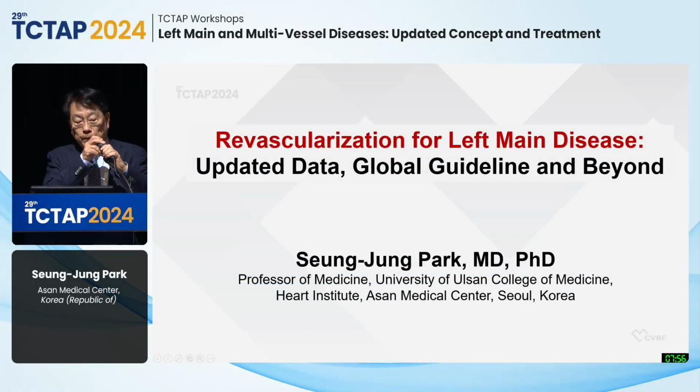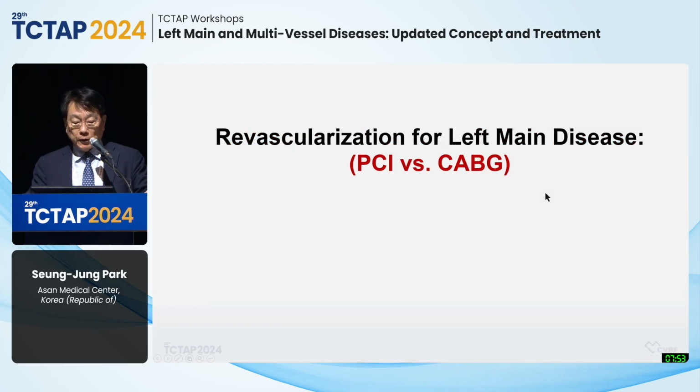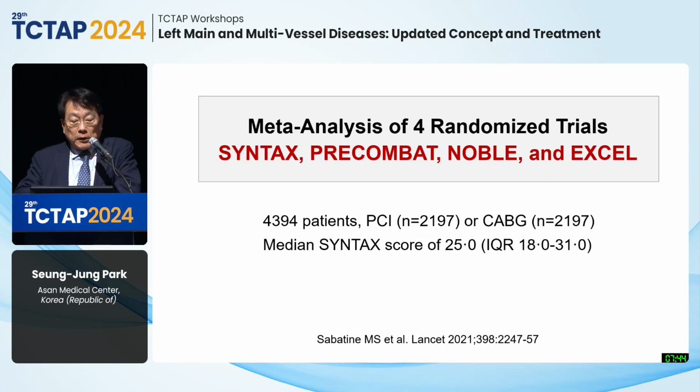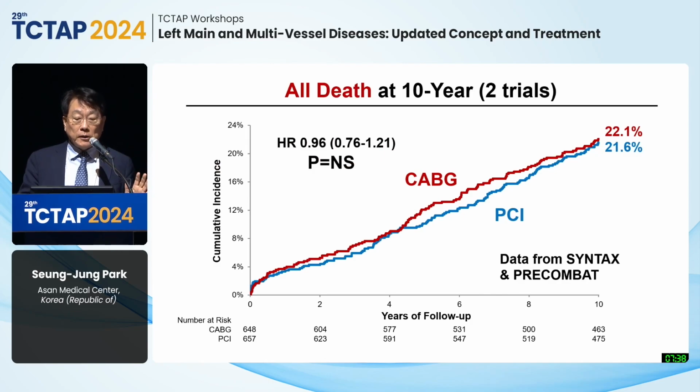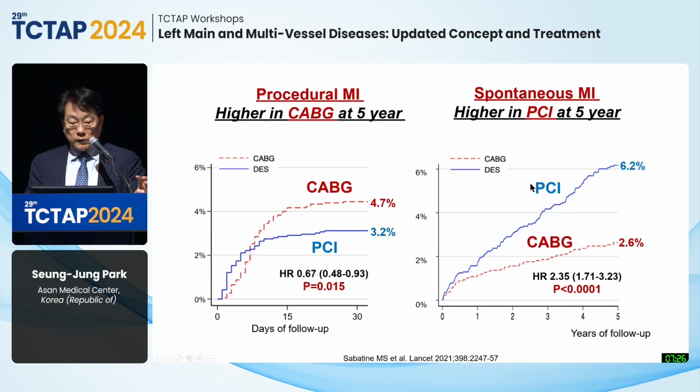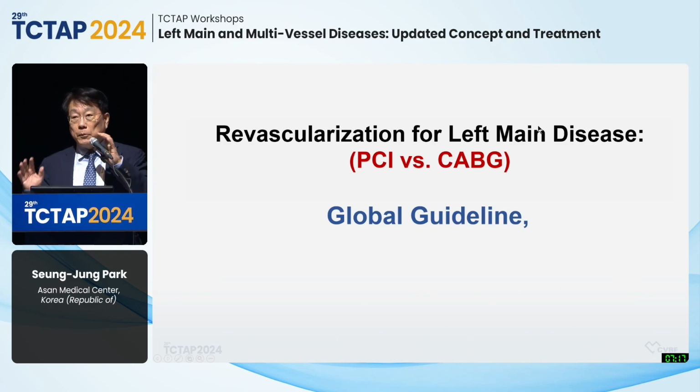Briefly review the concept, updated data, global guideline, and beyond. For revascularization for left main disease, the concern is PCI versus bypass surgery. A recent meta-analysis of four randomized studies, SYNTAX, PRECOMBAT, NOBLE, and EXCEL, clearly demonstrates that all-cause death between bypass surgery and PCI is not significantly different. For stroke, there is an early higher incidence with bypass surgery, however, no difference later. There is higher procedural myocardial infarction in bypass surgery and higher spontaneous MI in PCI. That's a difference. However, for the hard endpoint of all-cause death, there is absolutely no difference at all.